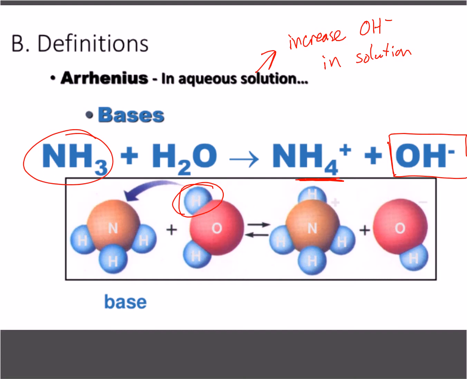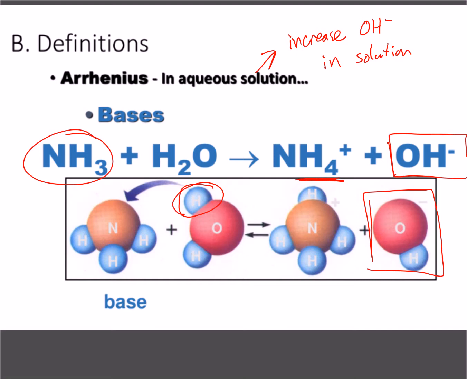That's going to play a part here in just a minute. And then you've got OH minus now in your reaction as a product. So that's how it increases the concentration. So again, these are two definitions. And I know I'm talking through them very quickly. You can go back and rewatch this video at a slower pace if you need to.